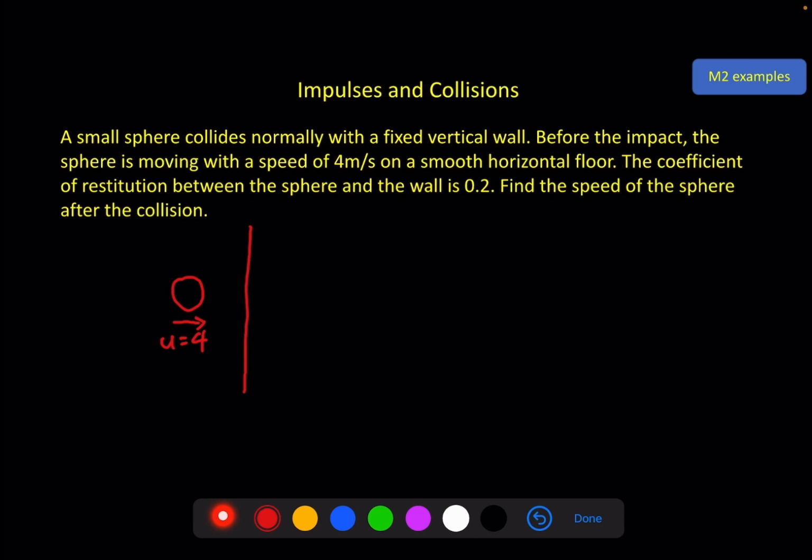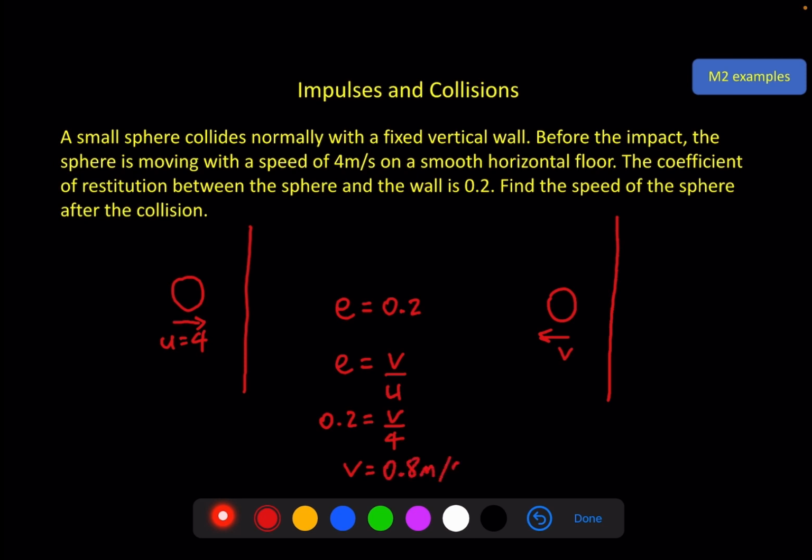On a smooth horizontal floor, the coefficient of restitution between the sphere and the wall is 0.2. Find the speed of the sphere after the collision. Again, we have e is equal to the speed of separation divided by the speed of approach. We know that e is 0.2, and we know the speed of approach is 4. Therefore, the speed of separation, how fast it's coming away from the wall after the collision, is 0.8 meters per second.